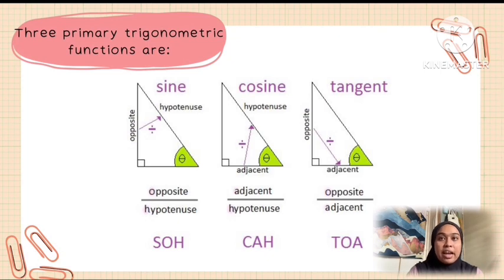For the next slide, I'm going to talk about three primary trigonometric functions. The first one is sine. How can we find sine? We can find sine by dividing opposite over hypotenuse. The second one is cosine. To find cosine, we must divide adjacent over hypotenuse. And the last one is tangent. To find tangent, we need to divide opposite over adjacent.